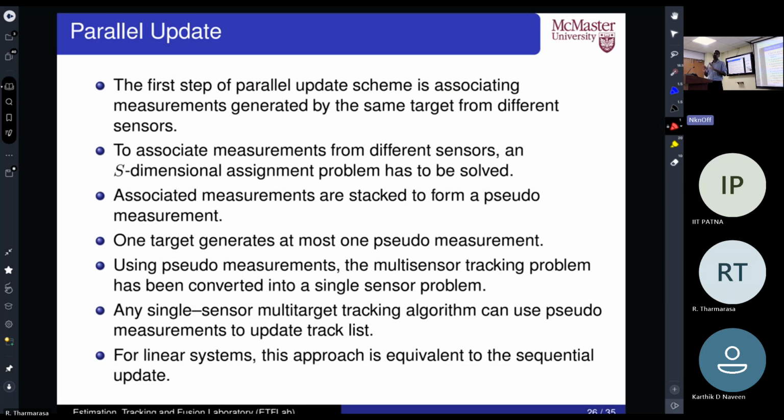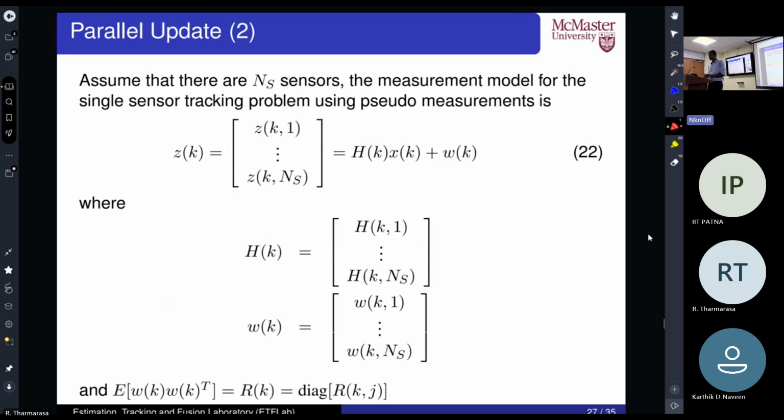If it's linear, both sequential and parallel update will give the same answer. If the measurement models of both sensors are linear, order doesn't matter. Whether you update with the radar first or the angle-only sensor first, both will have the same results, and the parallel update will give exactly the same result. But if it's the nonlinear case, where both are nonlinear, then each of them will have different results. Let me repeat that again. So you have two linear.